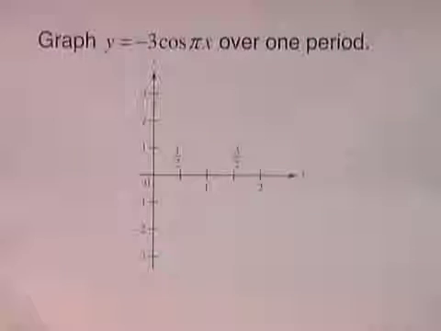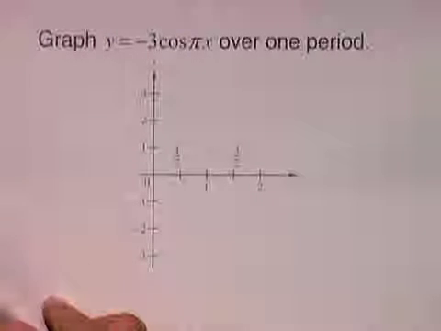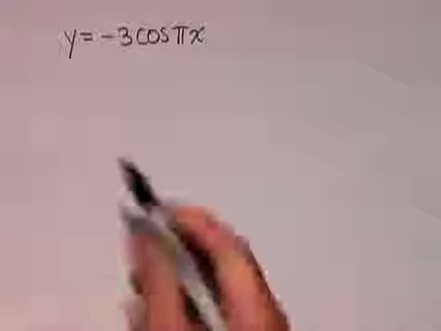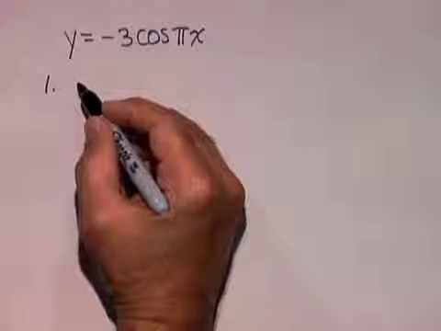In this example, we'll graph an equation of the form y equals a cosine bx, where b is a multiple of pi. Graph y equals negative 3 cosine pi x over 1 period. Let's go through the 5-step process. So let's start with y equals negative 3 cosine pi x. Step 1, remember, is to find the period.